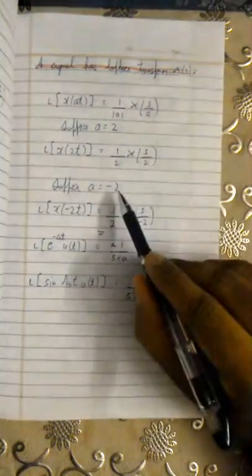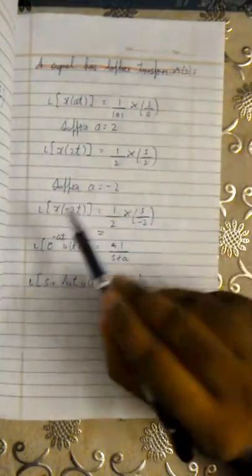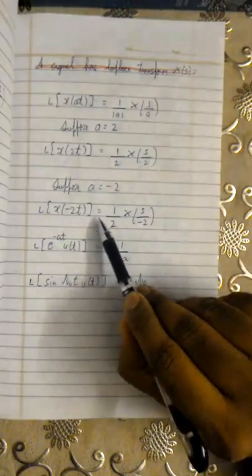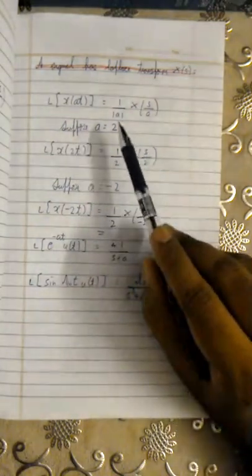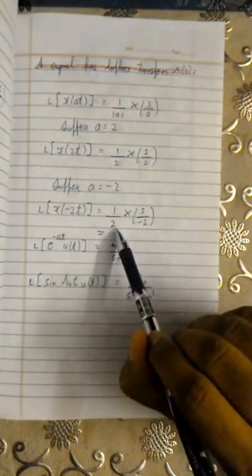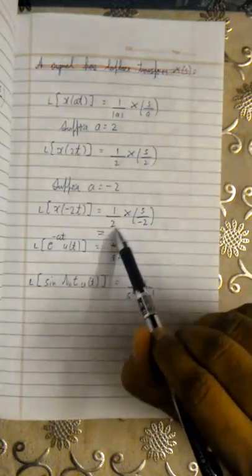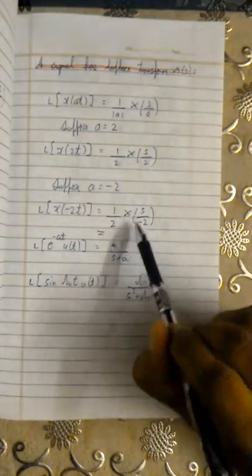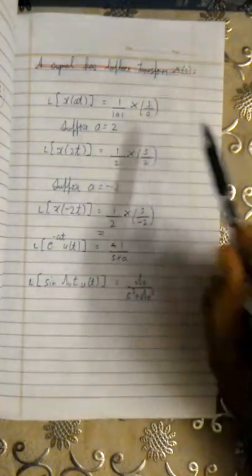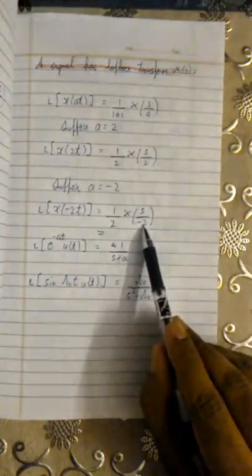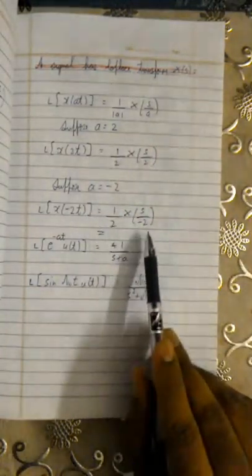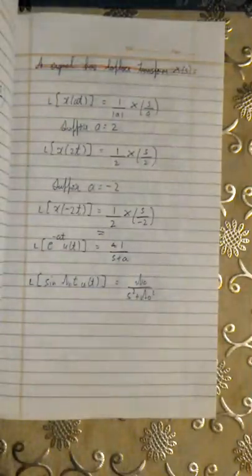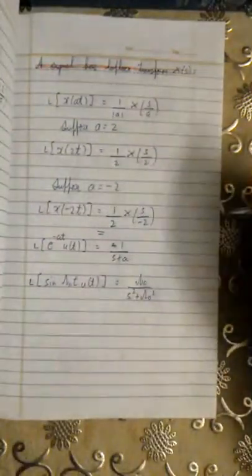Likewise, if a is minus 2, then the Laplace of x of minus 2t is equal to 1 by mod of minus 2, which is 2 itself. You see, mod of minus 2 is 2 itself, so this is always positive. So 1 by 2 into X of s by a, here a is minus 2, so s by minus 2. This is how we apply the time scaling property.